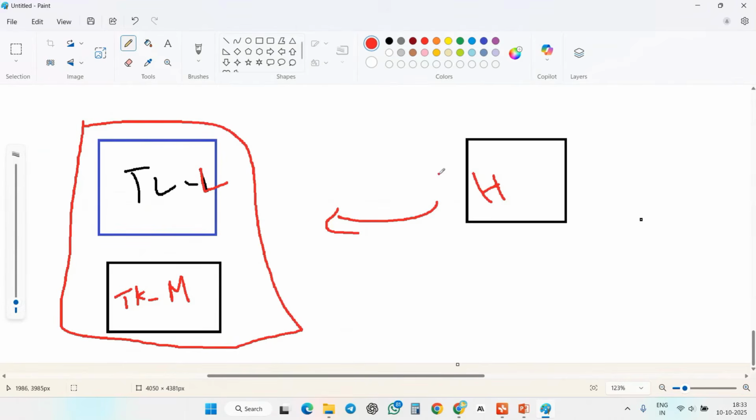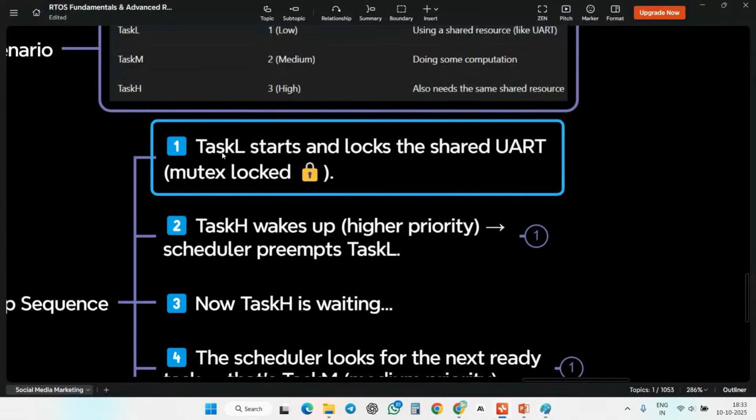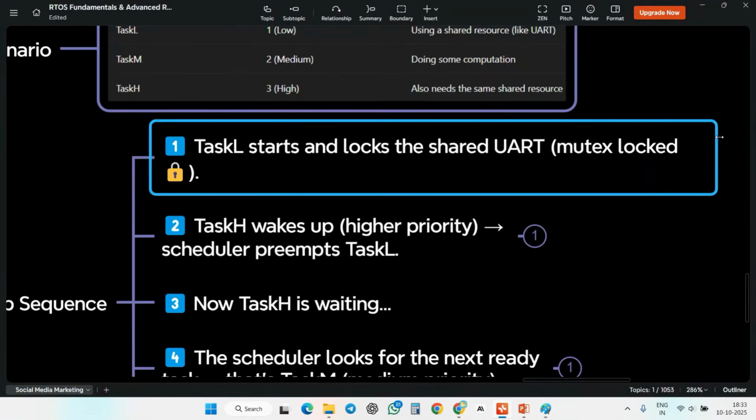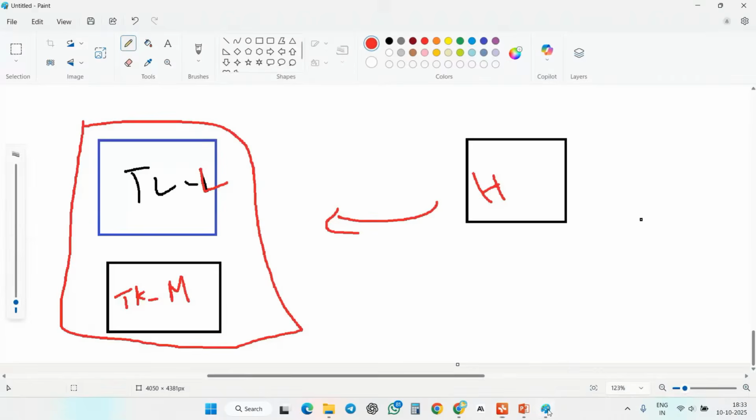And this time what is actually going to happen here is that the low task starts and locks the shared resource. I didn't expect this, so it is lower priority, but suddenly the higher priority and medium priority tasks are trying to interrupt. Just think about it: I only scheduled the lower priority, and these two are trying to preempt the task.